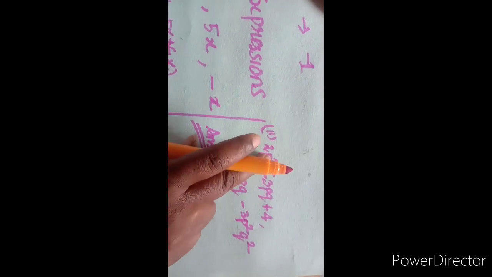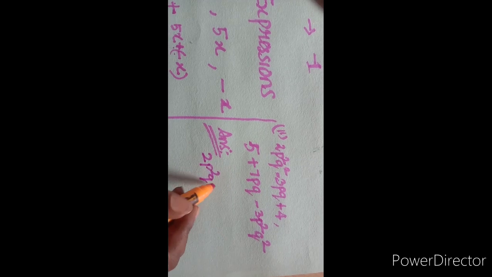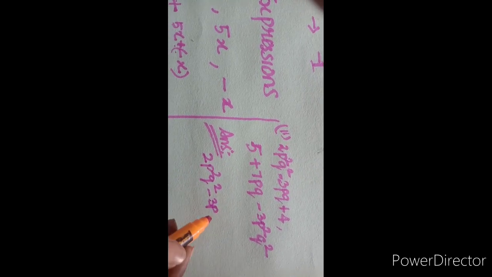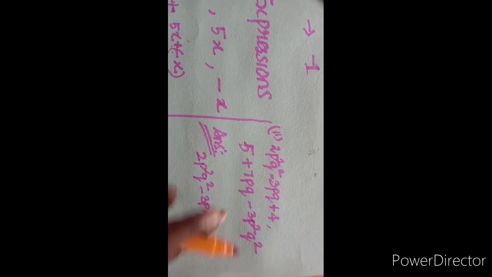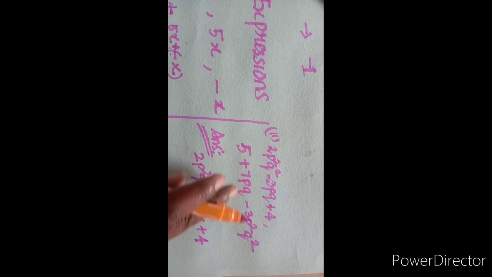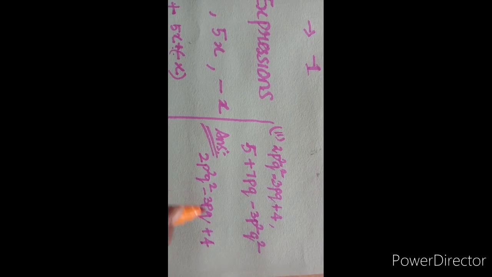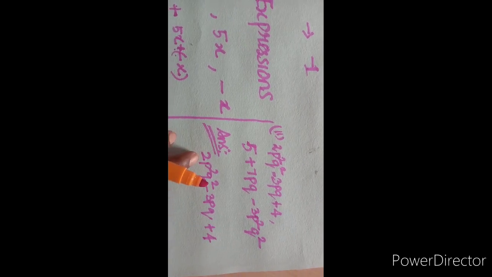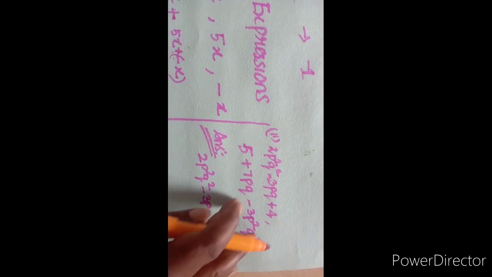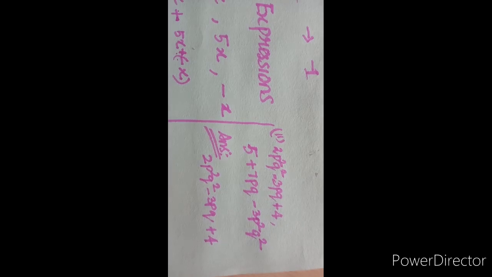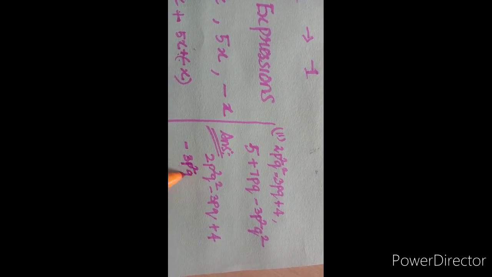See, first we can write this expression: 2p squared q squared minus 3pq plus 4. In this expression we can change the places according to the like terms and write. First, what are the variables there? p squared q squared. Here, where is p squared q squared? Here, minus 3p squared q squared.